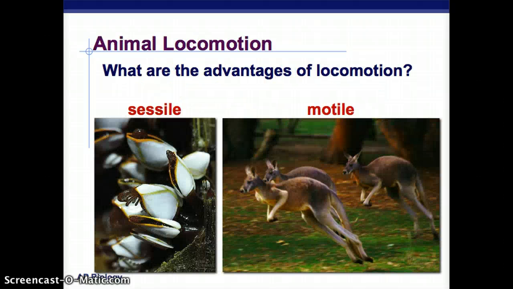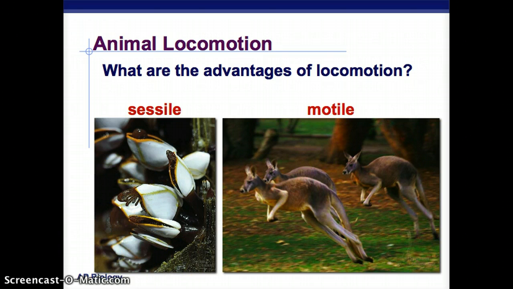So why do we have a skeleton and muscles? Well, we need to move around, right? Some things are what we call sessile. They don't move. So these mollusks sit right here and they just wait for food to come to them. Okay, so the food just comes right in and they pick it out of the water.